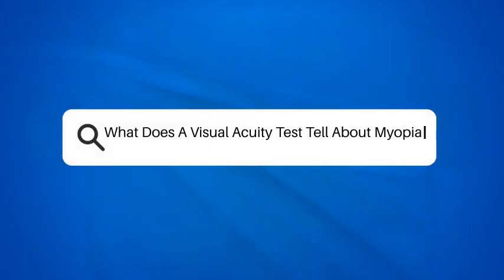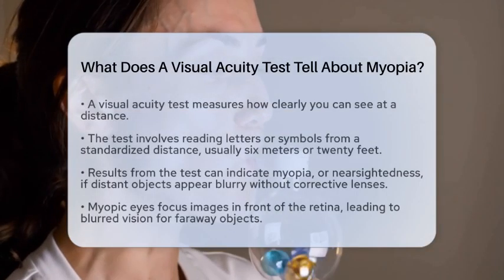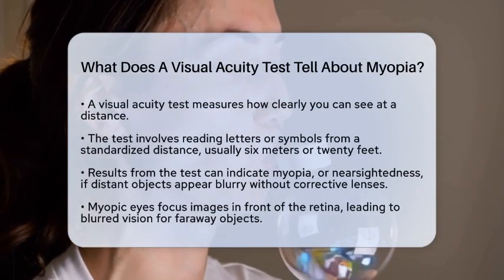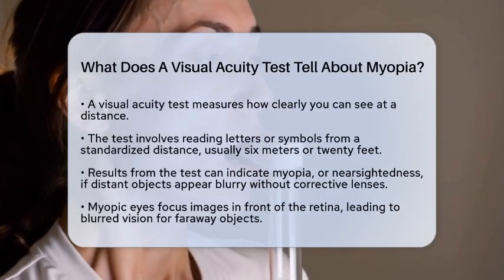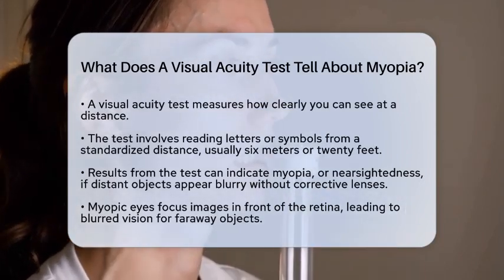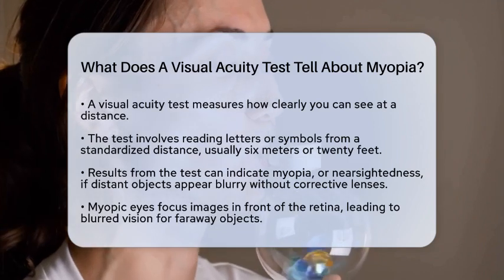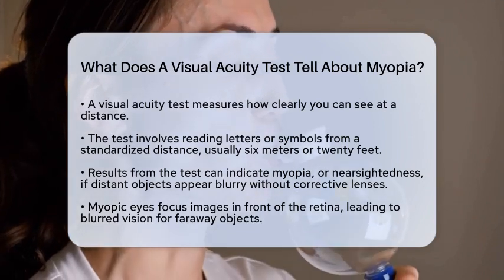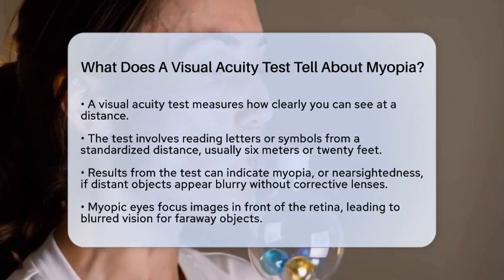What does a visual acuity test tell about myopia? Have you ever wondered what a visual acuity test can reveal about your eyesight, especially if you are concerned about myopia, commonly known as nearsightedness? A visual acuity test is designed to measure how clearly you can see at a distance.